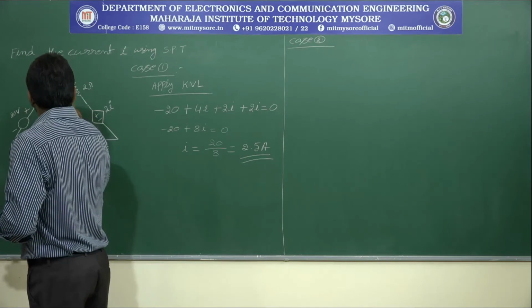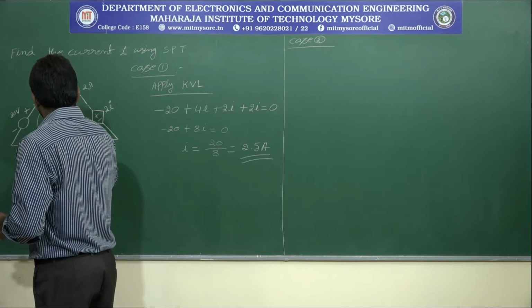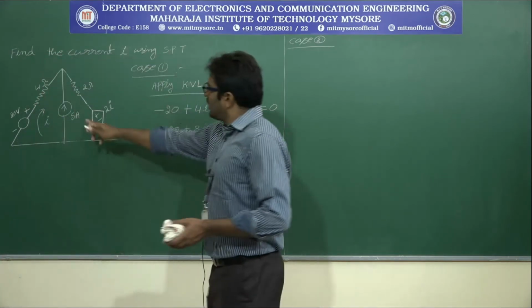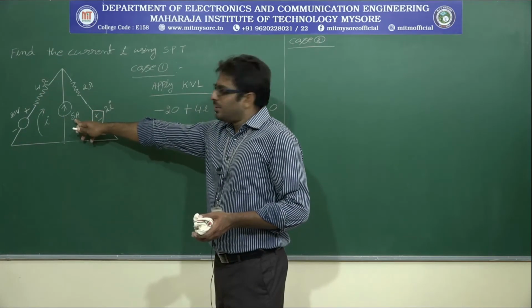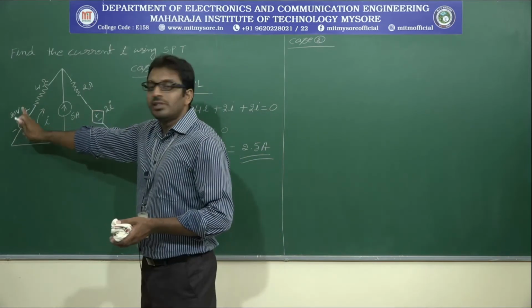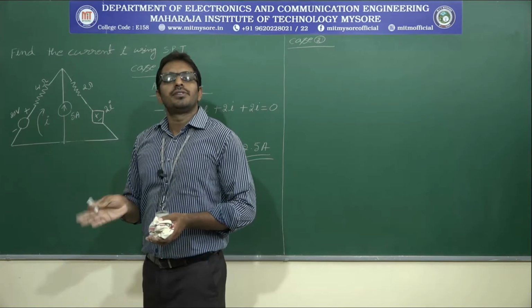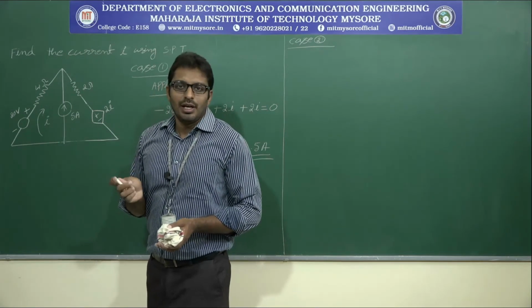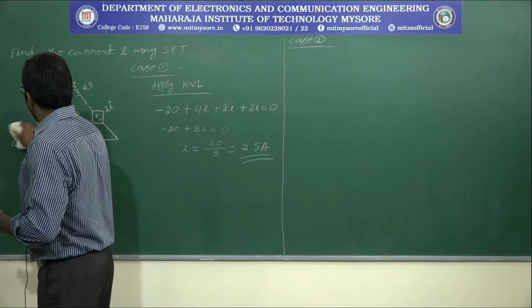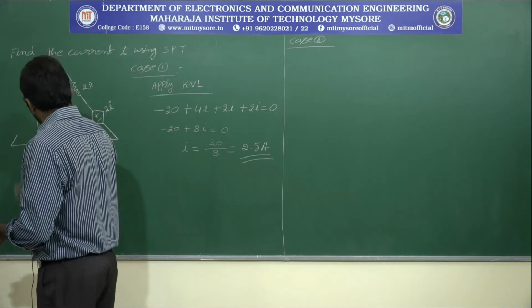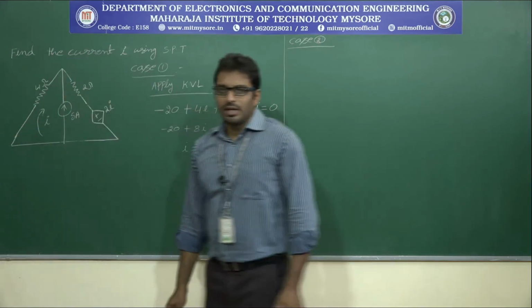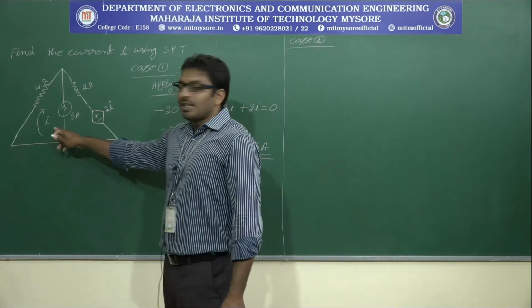Let me write the given circuit first. This is the given circuit. Now what we are doing is just keeping this 5 ampere current source in the circuit and setting this 20 volt voltage source to 0. Voltage source is set to 0 means what? Replace it by a short circuit. So just remove this voltage source and replace it by a short circuit. Is it clear?